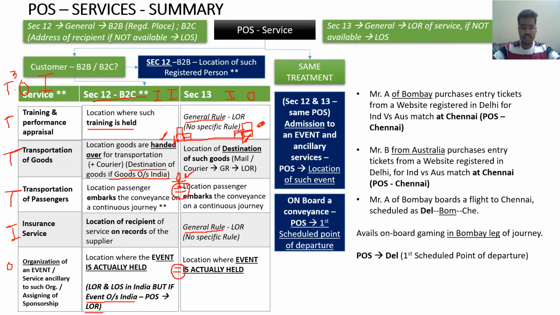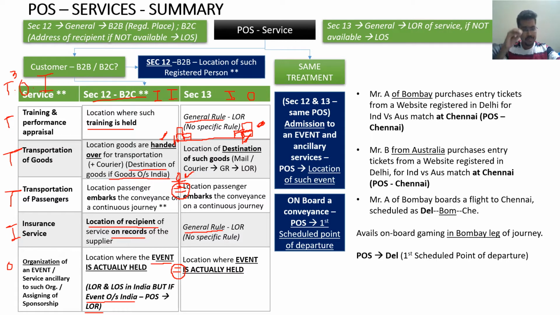Insurance services, guys: it is the location of the recipient on the records of the supplier, right? So what is the location of recipient? LOR on the supplier's records, that is, the insurance company's records, will be the place of supply. Organization of an event: it is the location where the event is actually held, right? In the last video we saw examples like destination weddings, where an event manager is going to organize the complete wedding. If it is happening, let's say in Delhi, then Delhi will be the place of supply, right?